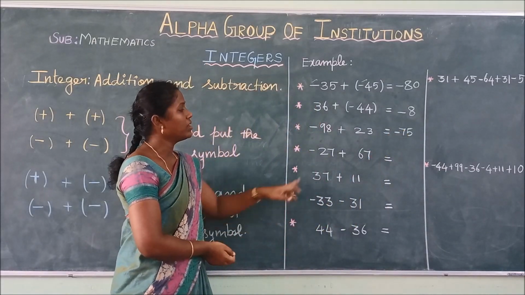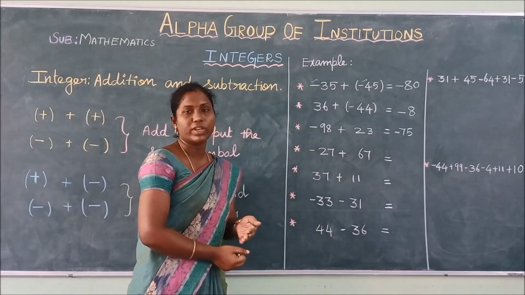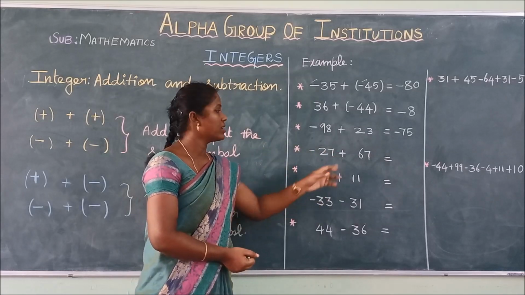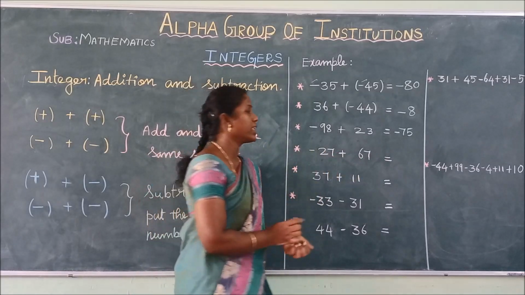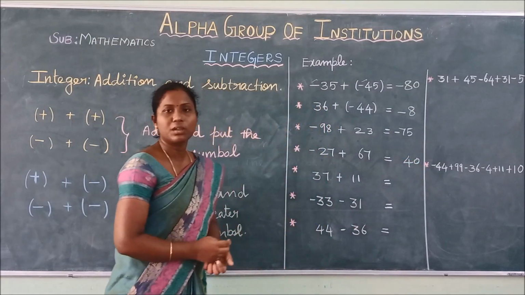The next example, minus 27 plus 67. Again, the same type of example. Both have different signs, so we have to subtract. So 67 minus 27, the answer is 40. But go with the symbol. We have to put the greater number's symbol now.